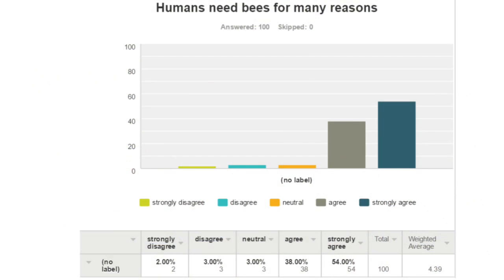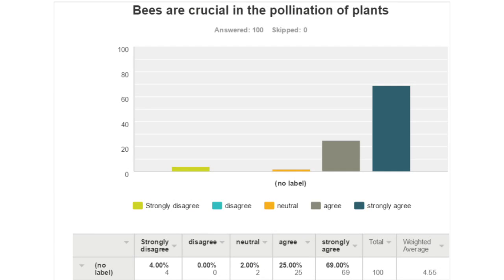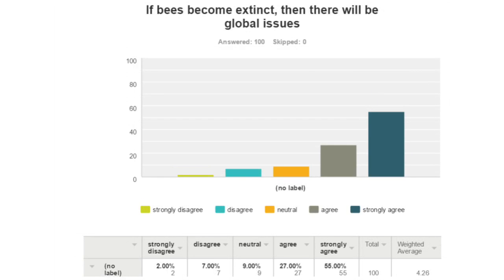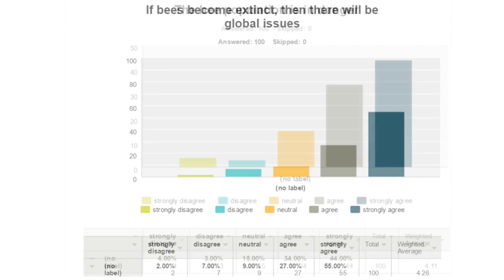Shown here in our graph constructed from 100 individual responses, we asked four questions to get a sense of how people feel about the declining bee population. Our first question showed that over 70% of people that took our survey either agreed or strongly agreed that we need bees. Our second question showed that over 90% of individuals either agreed or strongly agreed that bees are crucial for pollination. Our third question was a little more spread out than the previous questions, but still yielded most individuals agreeing that there will be global issues if bees disappeared.